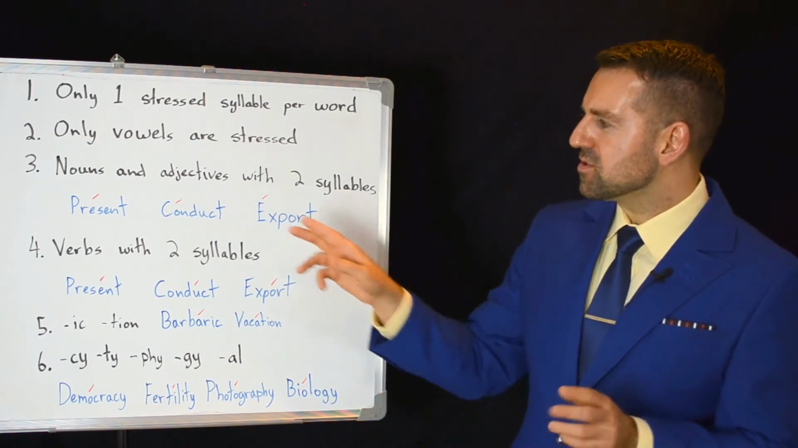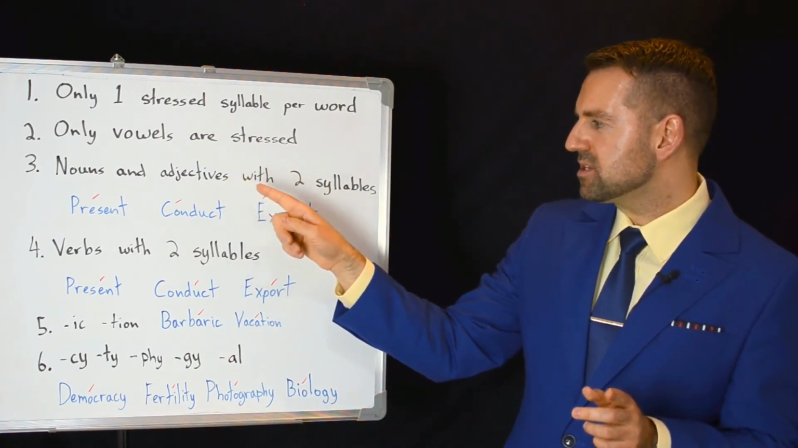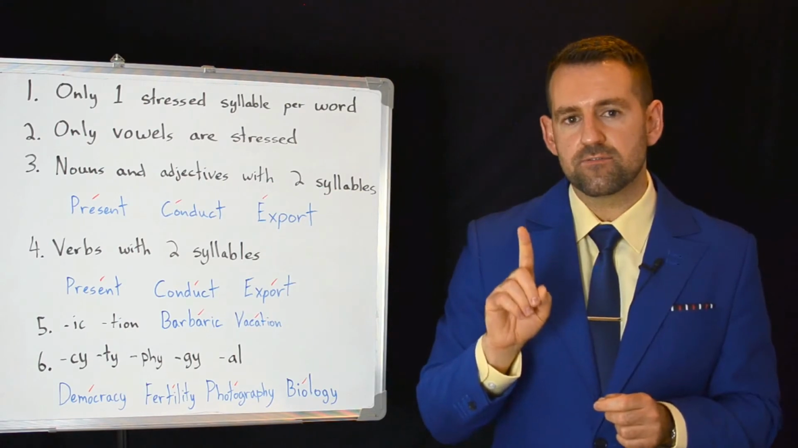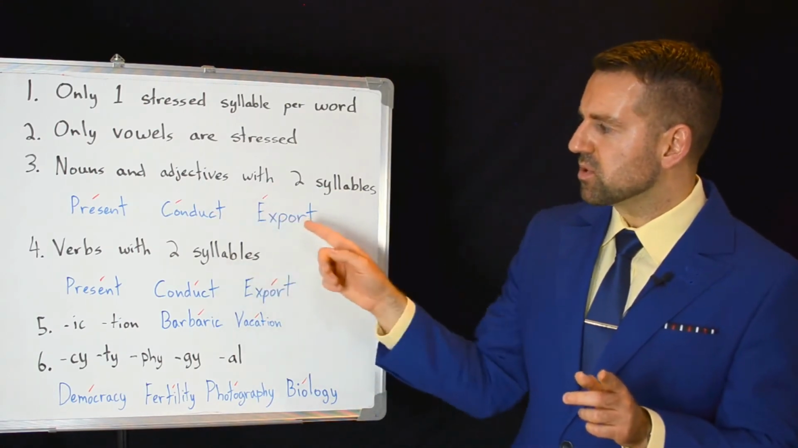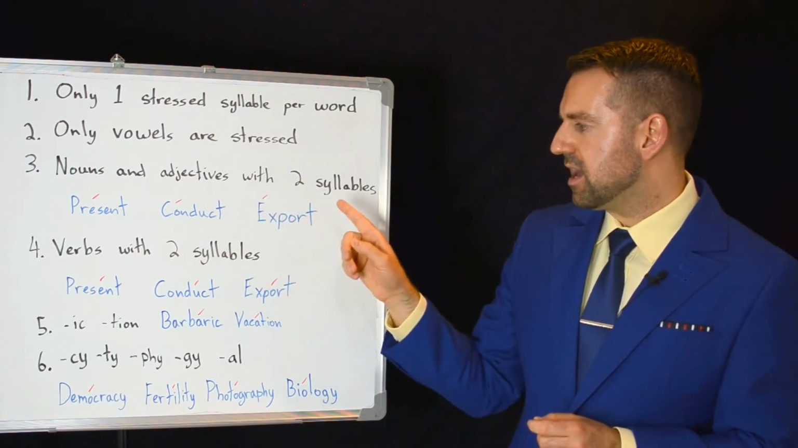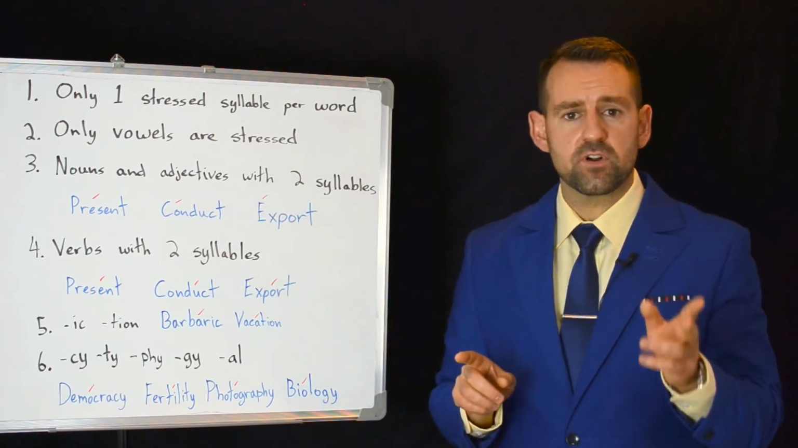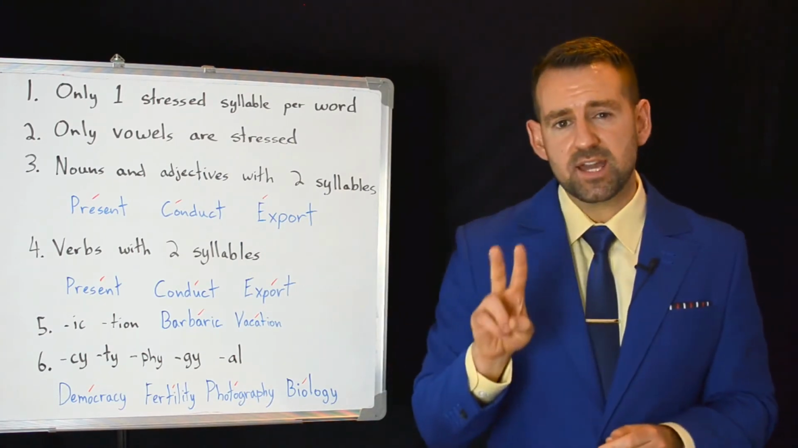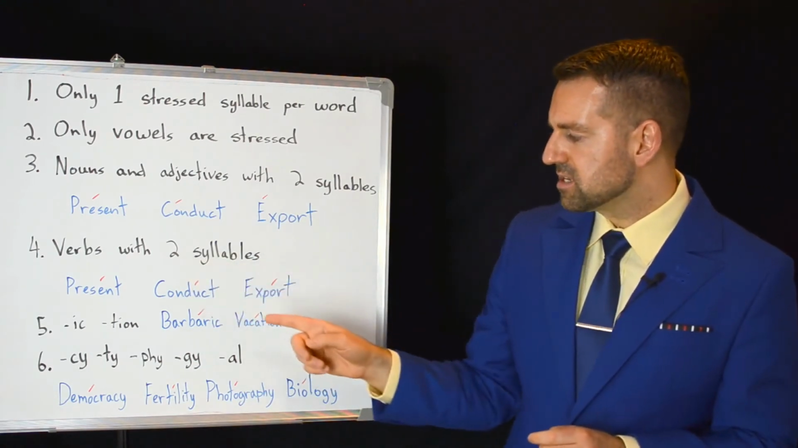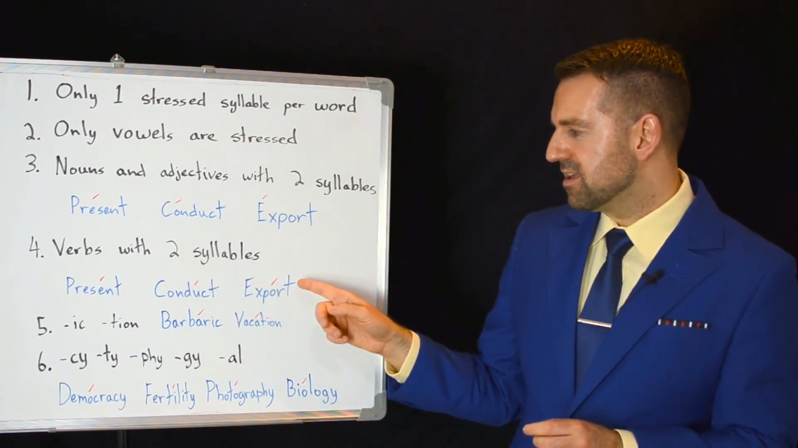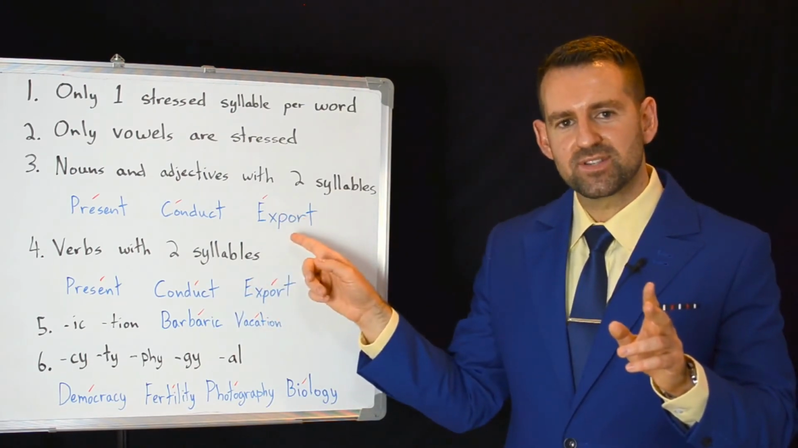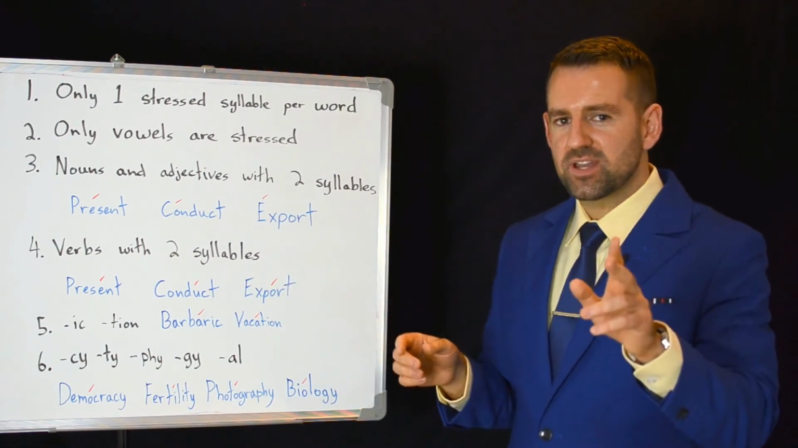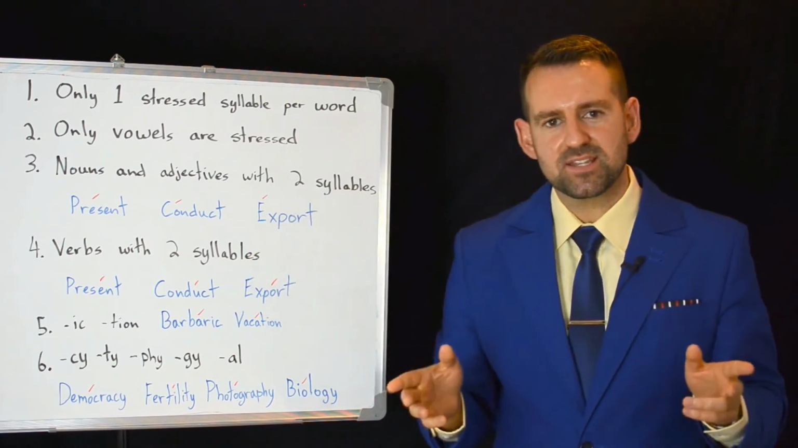Okay? So the third tip is most nouns and adjectives with 2 syllables have the stress on the first syllable. So look at these words: present, conduct, export. But most verbs, on the other hand, with 2 syllables, are stressed on the second syllable. So present, conduct, export. These are the exact same words, except these are nouns and these are verbs. That's crazy.